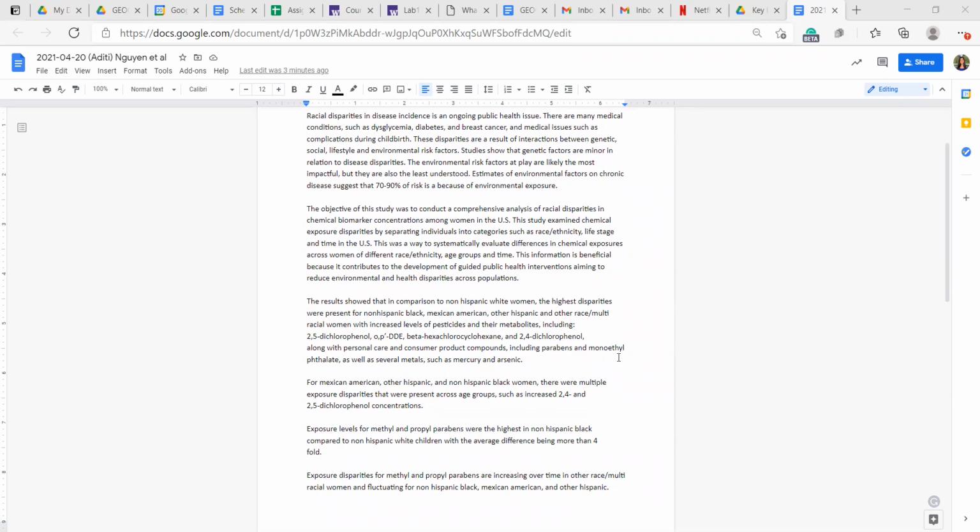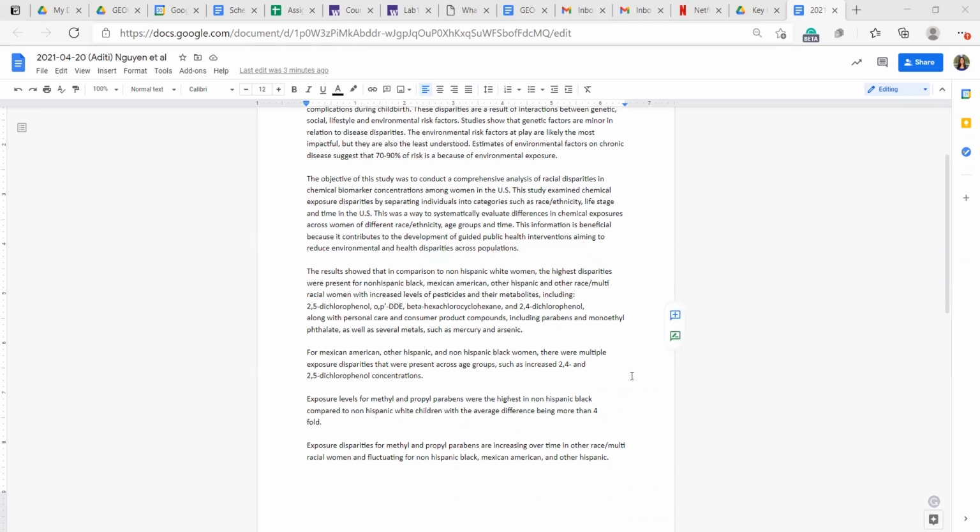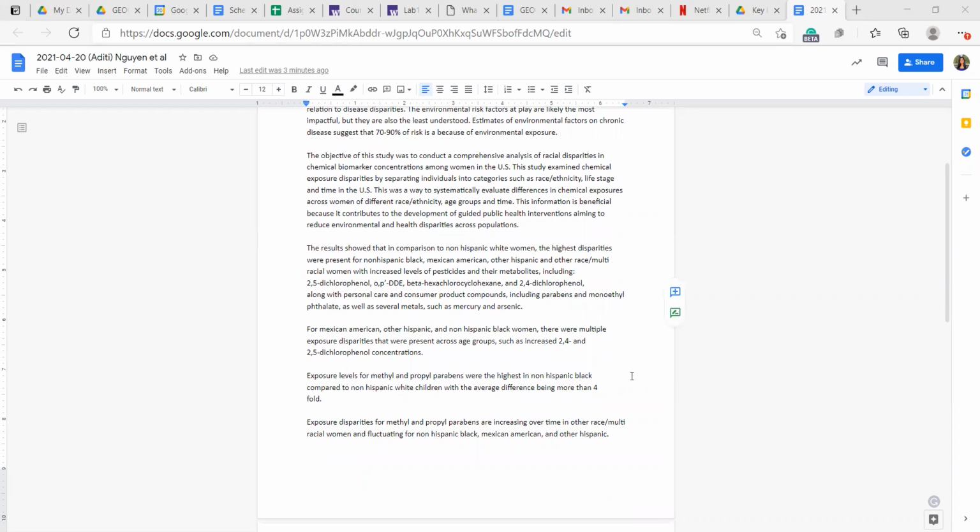Estimates of environmental factors on chronic disease suggest that about 70 to 90% of risk is because of environmental exposure. The objective of this study was to conduct a comprehensive analysis of racial disparities in chemical biomarker concentrations in women in the United States.